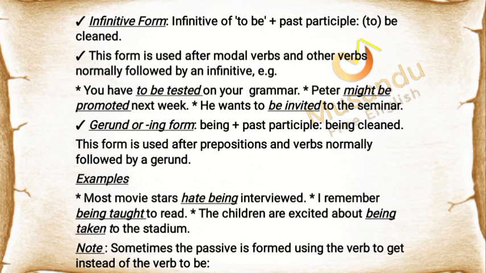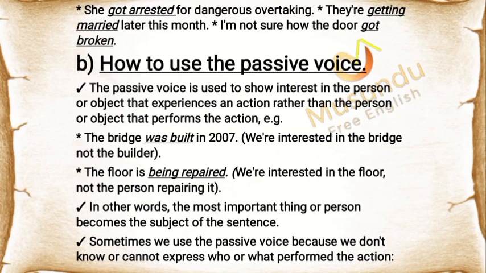Note: sometimes the passive is formed using the verb to get instead of the verb to be. She got arrested for dangerous overtaking. They're getting married later this month. I'm not sure how the door got broken. B. How to use the passive voice.